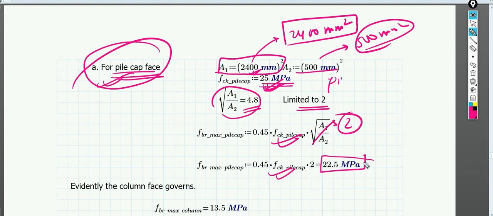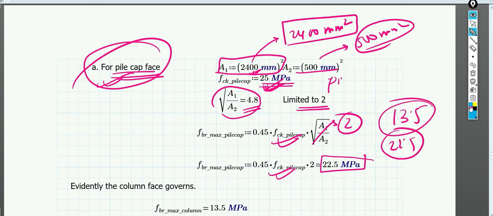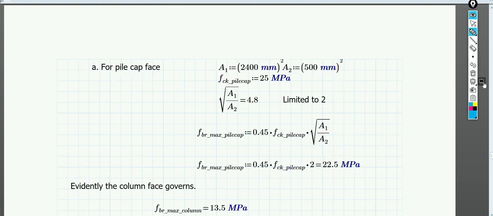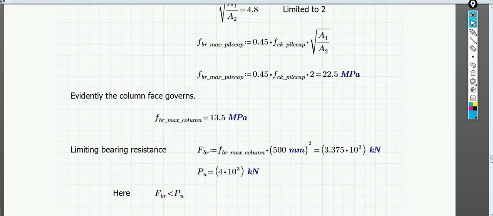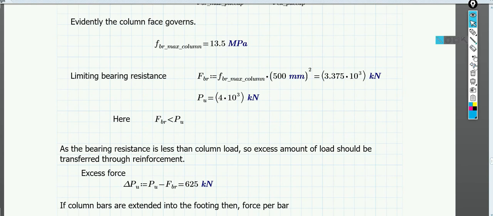Now check, in one case we are getting 13.5, in one case 22.5. Which is the more critical case? Your critical case is this one, 13.5, because it gives a lower value. As we are considering the strength, the lower strength should be considered for the design. So 13.5 is the critical case. In this design the column face basically governs, which is 13.5.